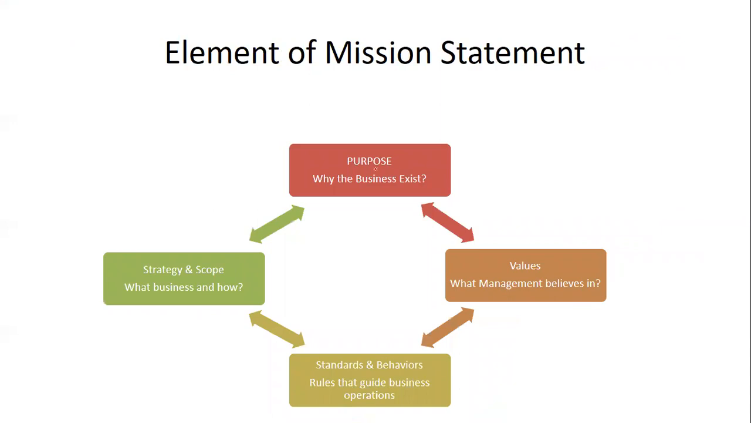Elements of mission statement. So what are the important elements of mission statement? One is the purpose, that is the existence of the business. One is the values, that is what the management believes in. One is the standards and behavior, the rules that guide the business operation. Another is the strategy and core scope, what the business is and how the business is. So basically, these are the elements.